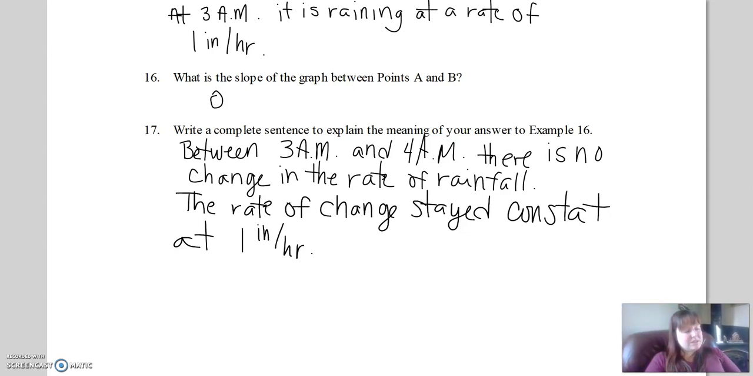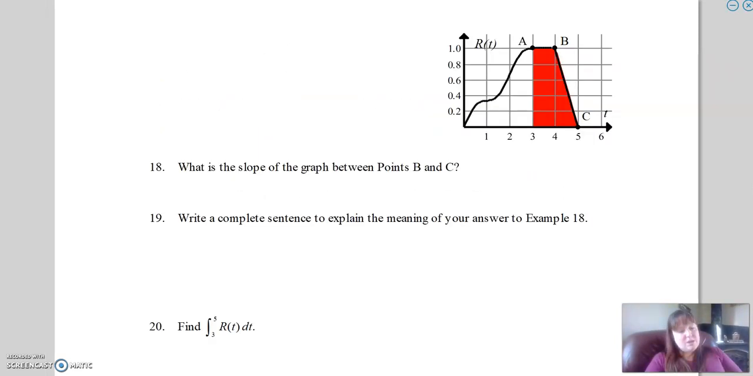Okay, so let's look at some other ones with this one. What is the slope of the graph between points B and C? Let's go ahead and count, rise over run. So we count down, and you might be tempted to count 1, 2, 3, 4, 5. But let's look at our units and realize that from B down here, that's really only 1. We just had different units there. So the rise is, it went down 1, and then it went to the right 1. So our slope is -1.